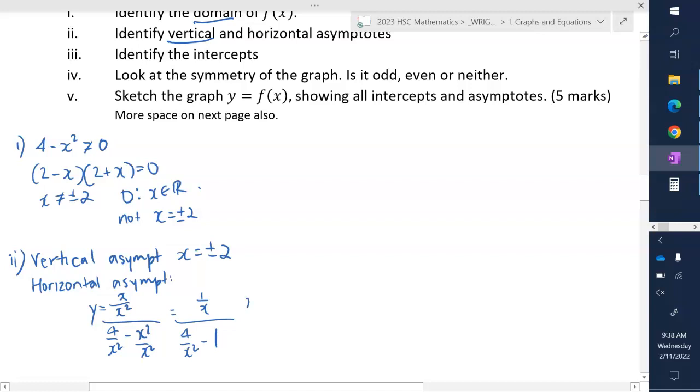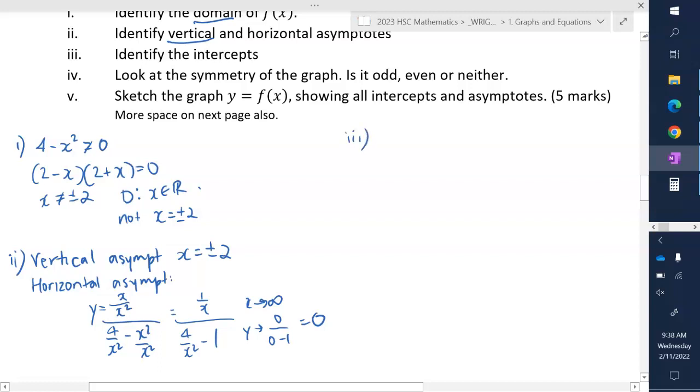Now what we want to look at is, as x goes to infinity, what does y do? As x gets really, really big, the number on the top goes towards 0. It gets really, really small, and my bottom becomes 0 minus 1. So I will end up with a horizontal asymptote of y equals 0. We're nearly there.